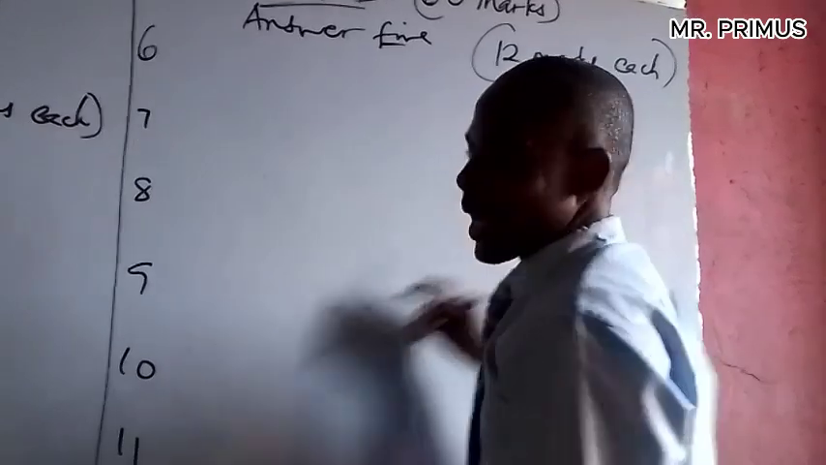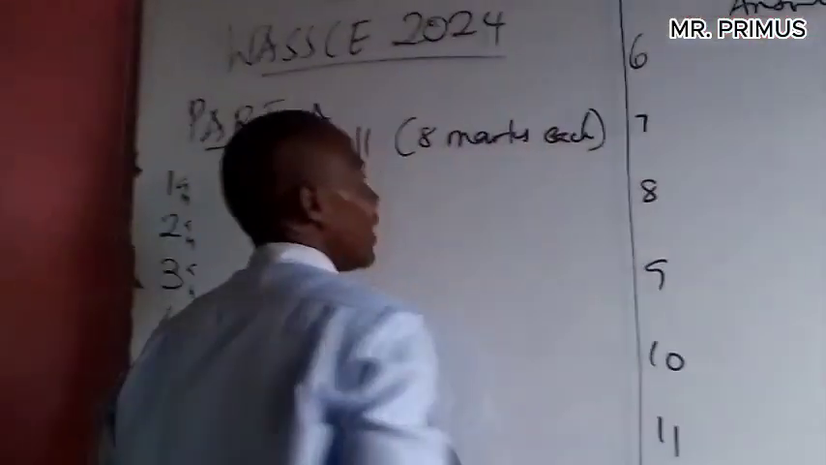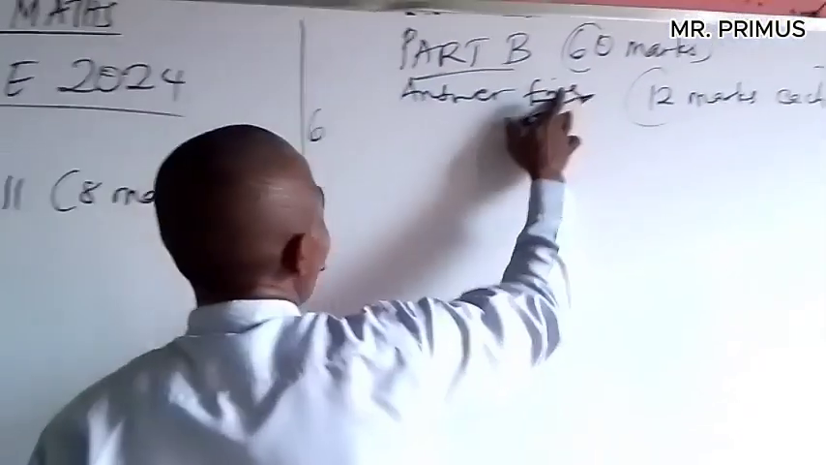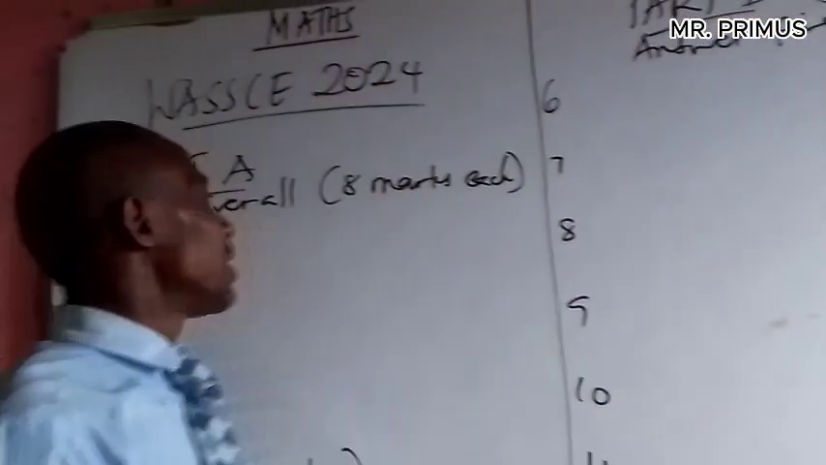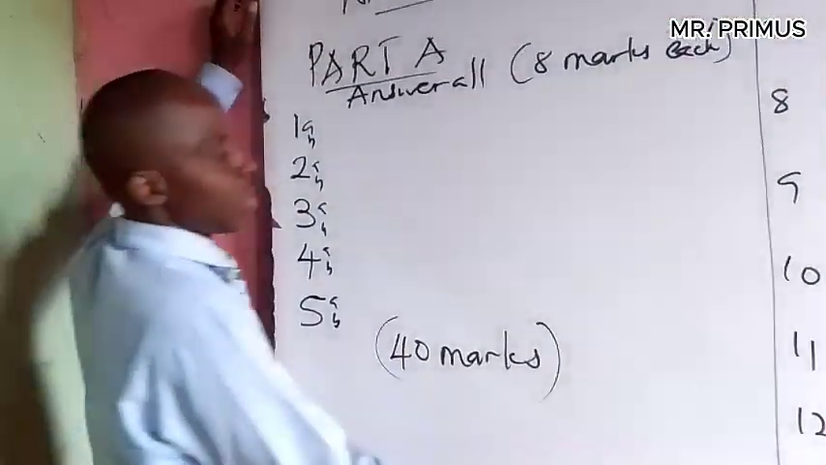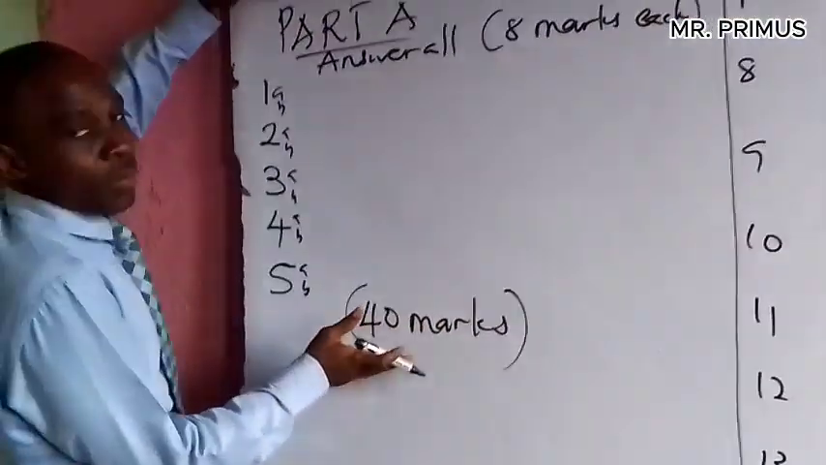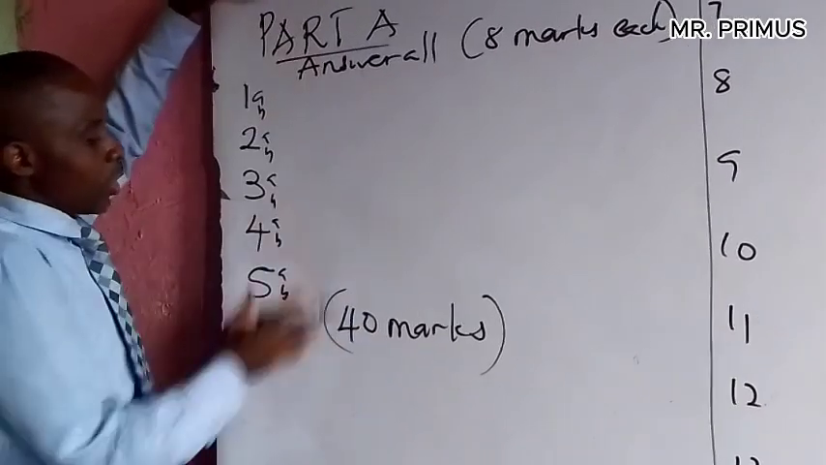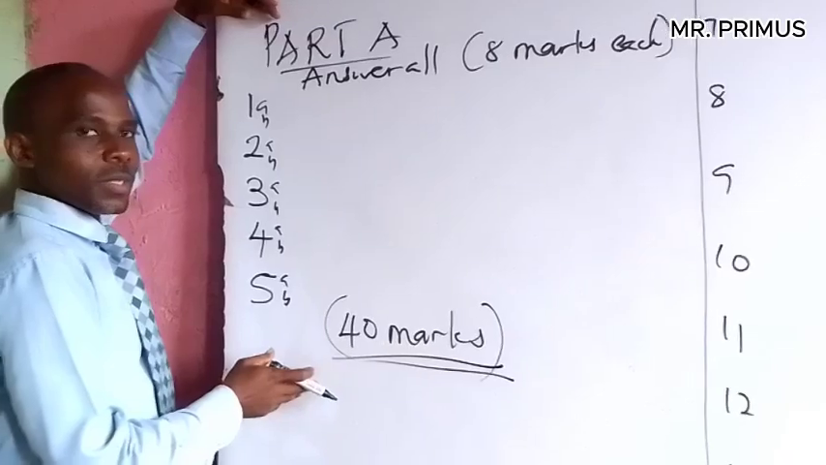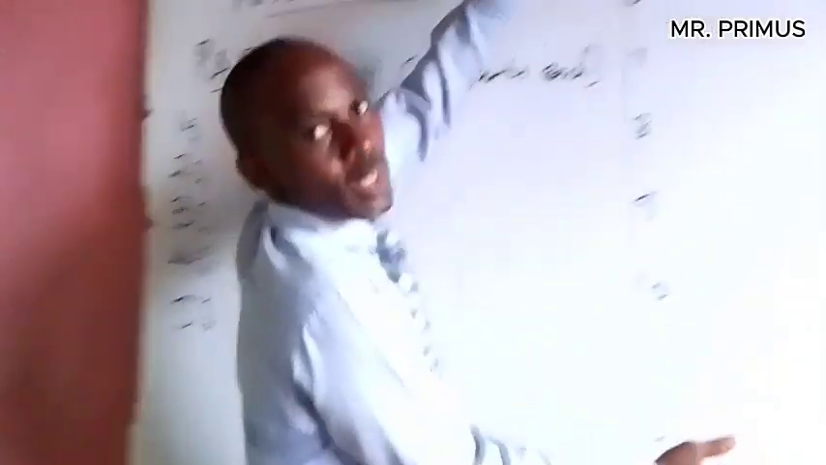Now look at the main mistake many students make. It's a very funny thing. Answer any 5. Many students will devote a lot of time. The first mistake is this: they devote a lot of time on part A trying to solve all the questions there, which will give them 40 marks, instead of devoting more time to part B.